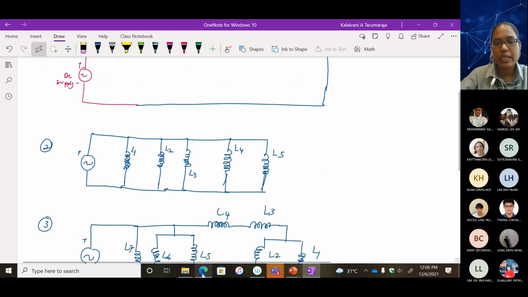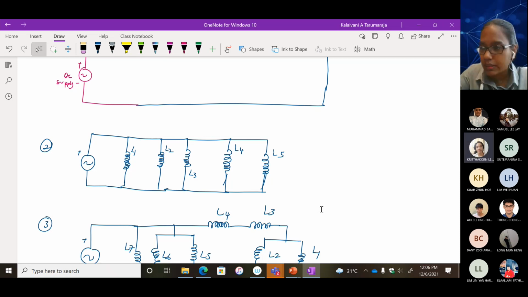So number 2, can I know what circuit it is? I want anyone to try, please volunteer. Parallel circuit. Parallel inductance. Okay, thank you. Let's go on with the next one. What's the equation you will use to calculate when they give you this kind of circuit?